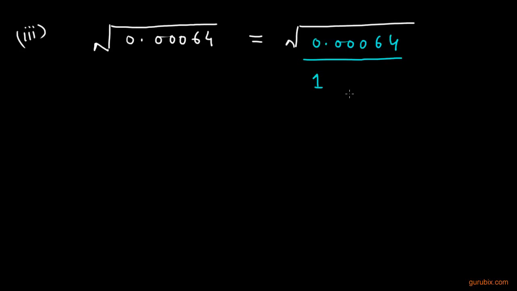Now we shall put as many zeros on the right side of this 1 as the number of digits in the decimal part of this number. We see that there are 5 digits in the decimal part of this number, so we shall write 5 zeros here and remove this decimal point. Finally, this number is 64 over 1 lakh.